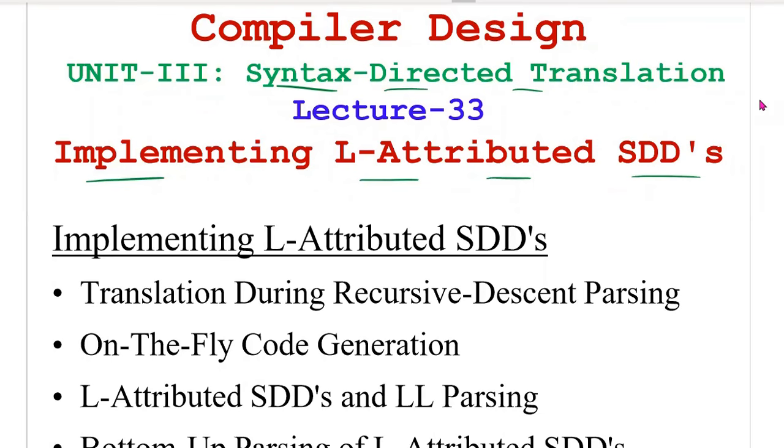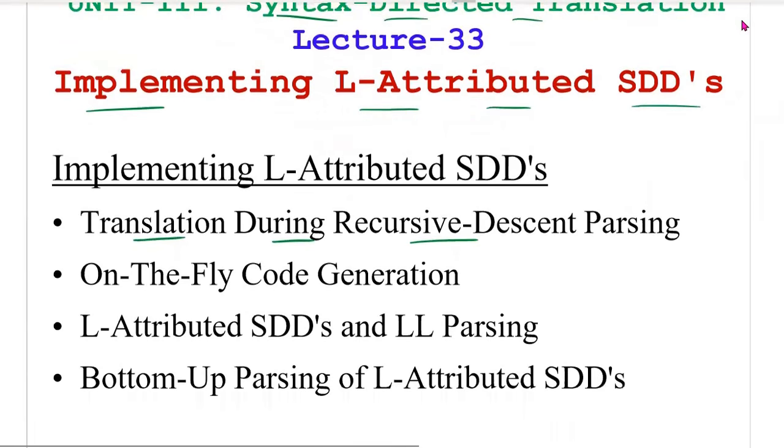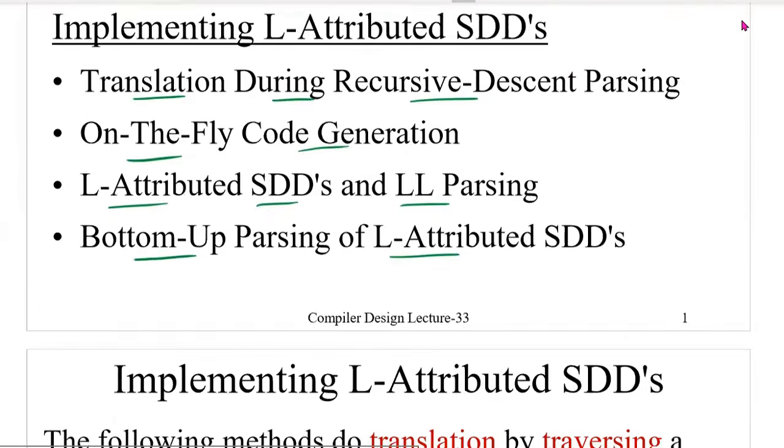In this, first we will discuss translation during recursive-descent parser, which is a top-down parser, then on-the-fly code generation, then again L-attributed SDDs and LL parsing, that is for top-down parsing. Then bottom-up parsing using L-attributed SDDs.